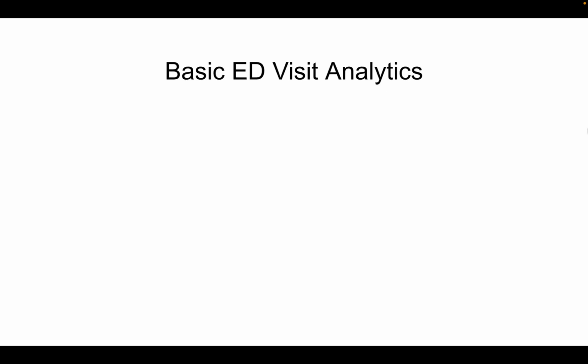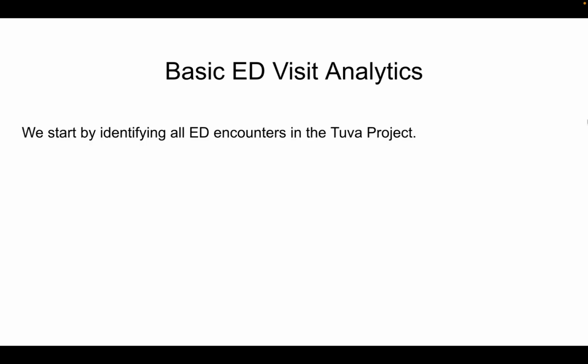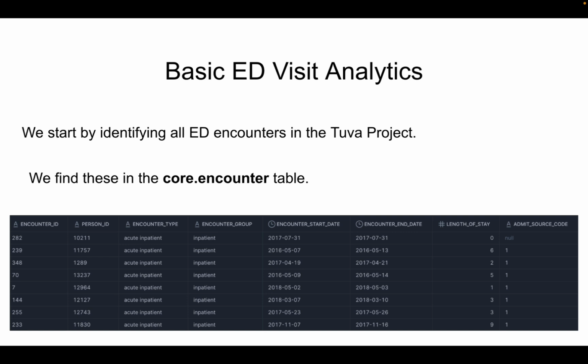We're going to talk about doing basic ED visit analytics using Tuva. So we start by identifying all ED encounters in the Tuva project, and we find these encounters in the core.encounter table. So the core.encounter table looks like this. I'm not showing all of the columns in the table now, but these are some key columns.